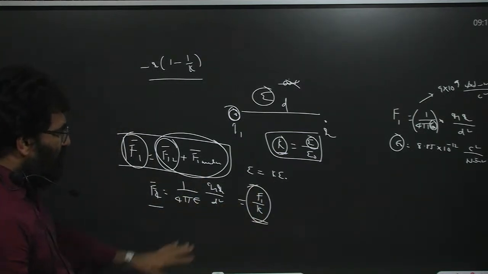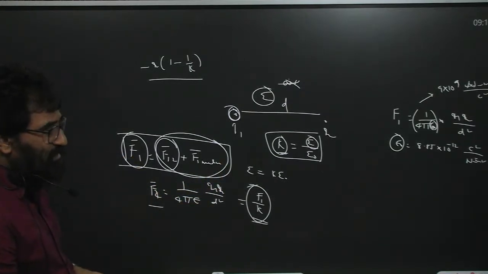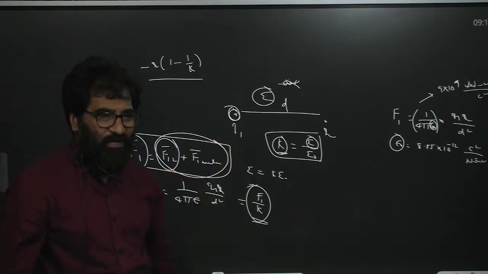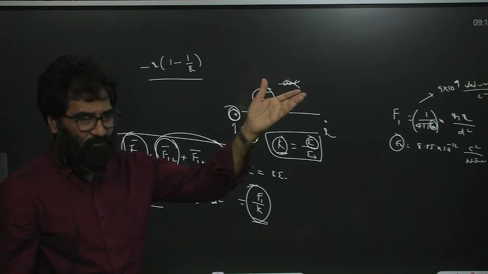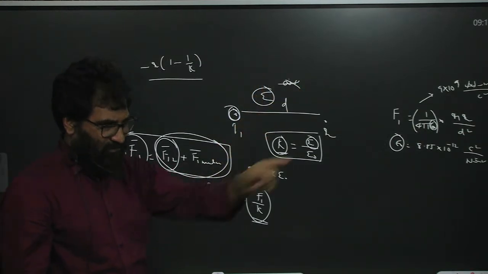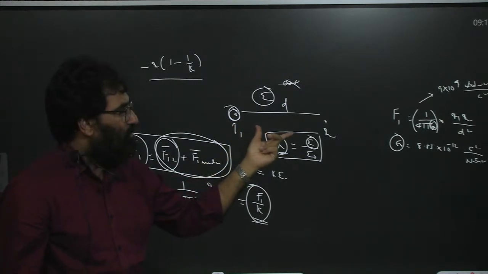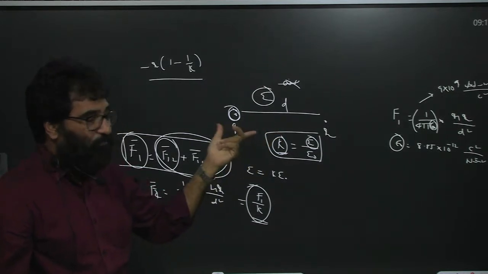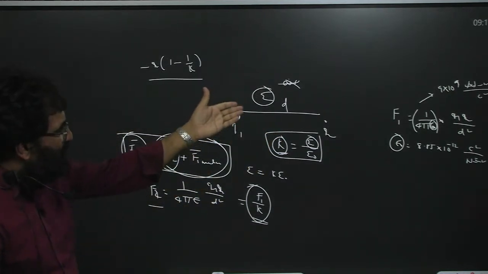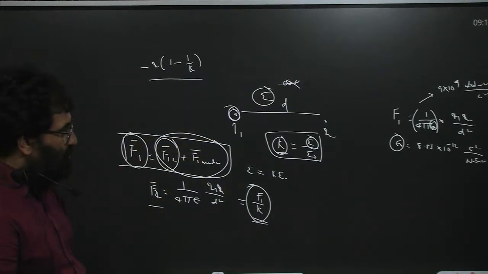Now, how are these two charges exerting force on each other? There is no physical contact. So how are they exerting force on each other? Through field lines only. A charge creates field lines, and those field lines exert force on other charges.